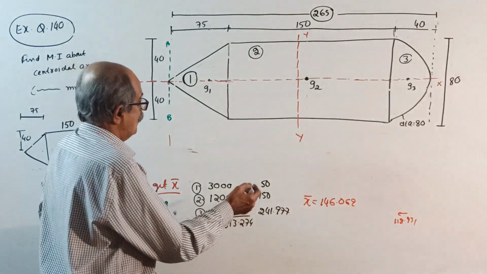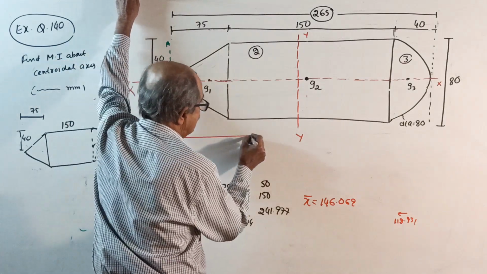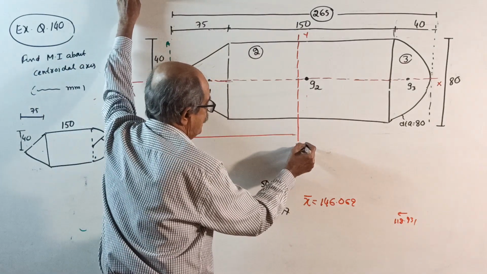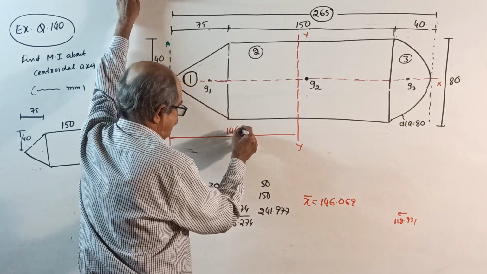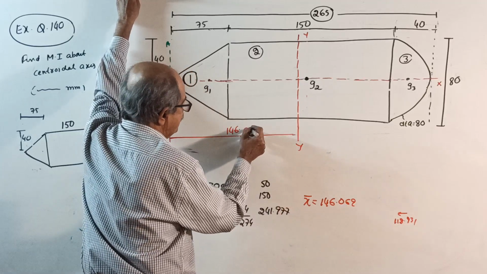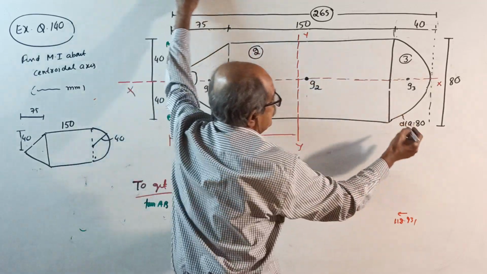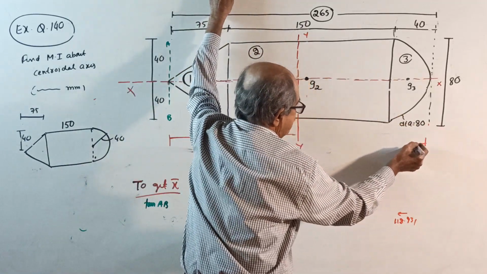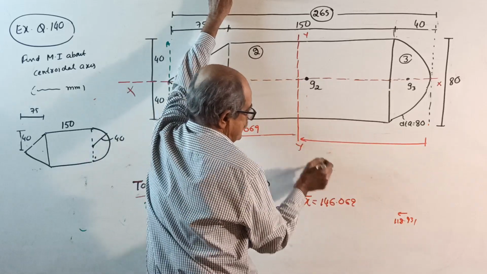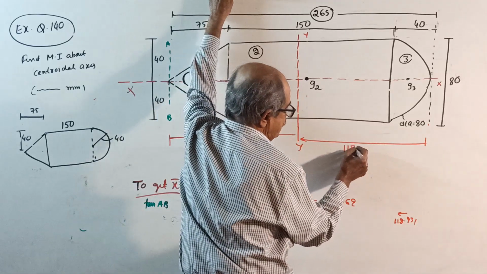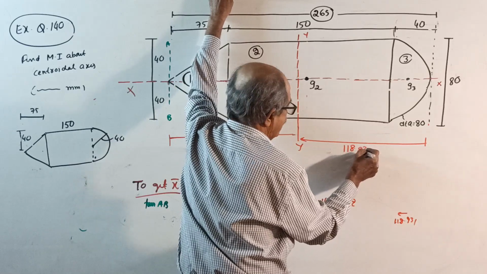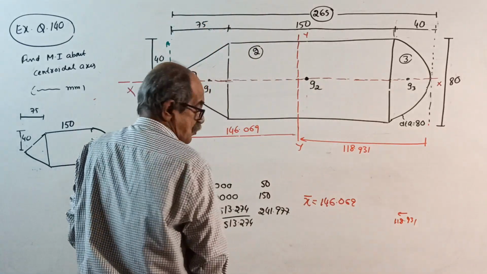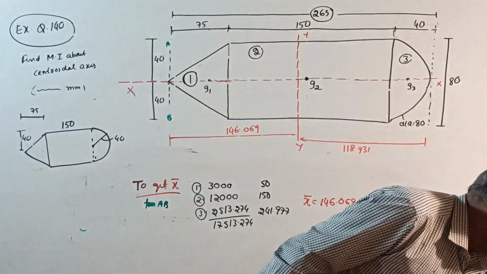146 point, how much is? 069. Total 265. Subtract, you will get this distance: 118.931. Okay. Now, find the moment of inertia.